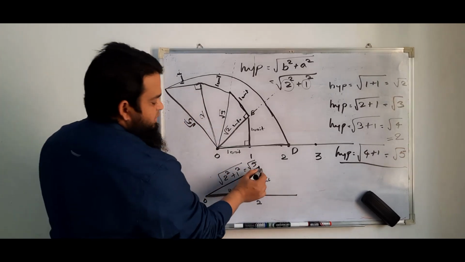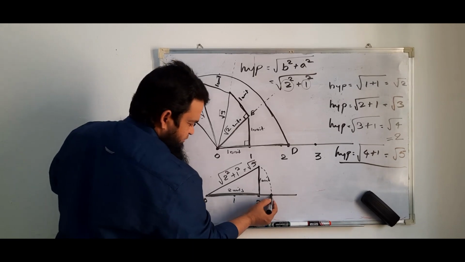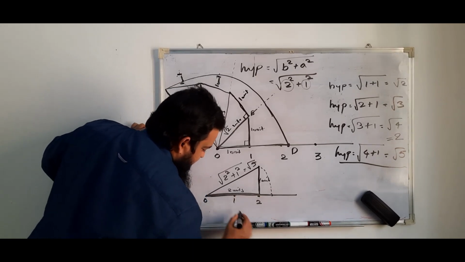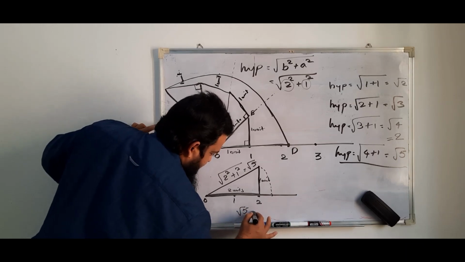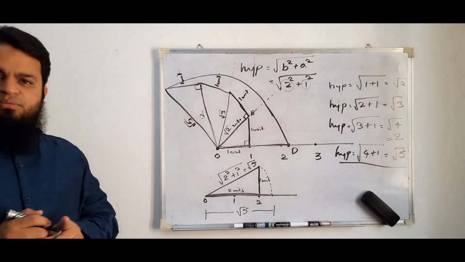Okay, now with a compass you just drag it onto the number line. So the distance between 0 and this point is square root of 5. I hope you understand this.